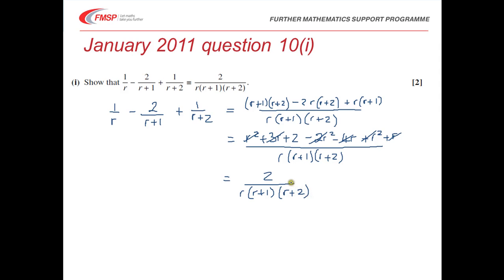So there were 2 marks for that. There was 1 mark for taking the correct denominator and getting the numerator here, so 1 at this stage here, and then there was another accuracy mark for showing it correctly.